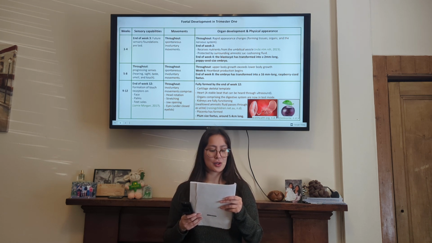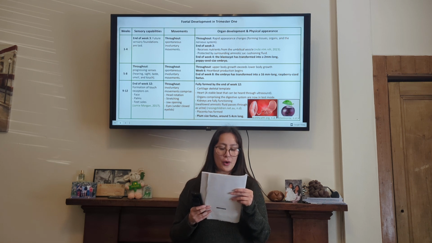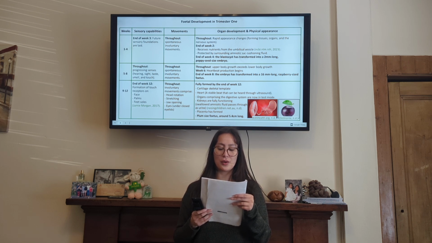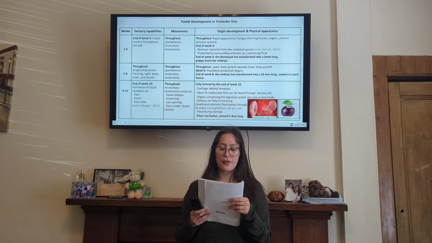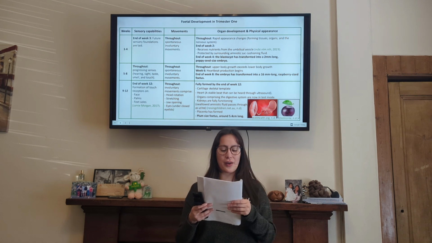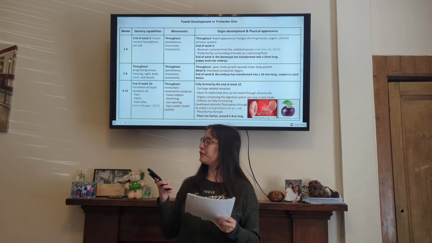The face, palms and soles of the feet form touch receptors. The cartilage skeletal template has formed, as has the heart, which is now fully functioning with a stable beat that can be heard in an ultrasound scan. The organs making up the digestive system have formed, including fully functioning kidneys that allow swallowed amniotic fluid to pass through as urine. Furthermore, the placenta has formed and the fetus is now plum-sized, around 5.4 centimetres long.